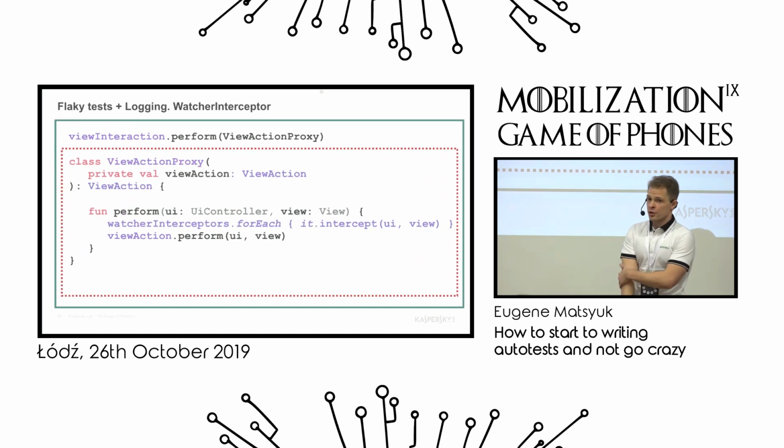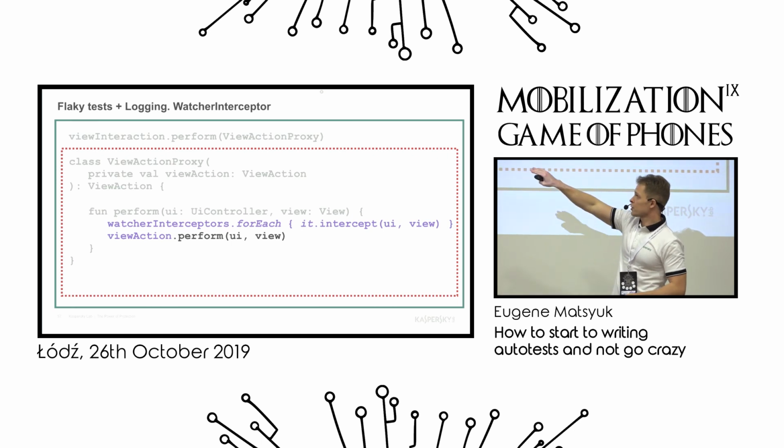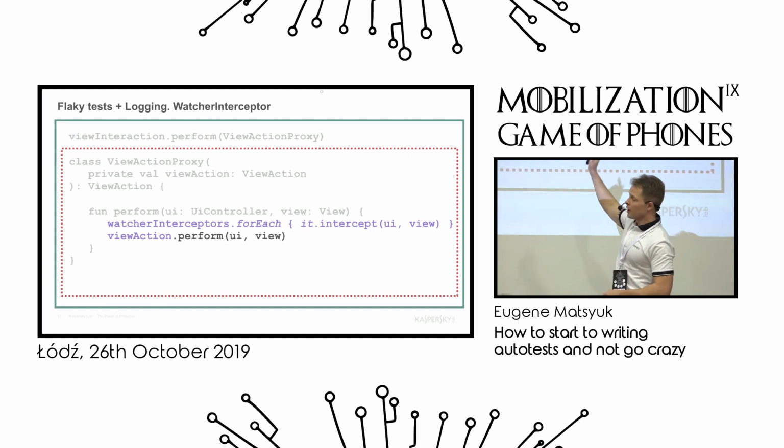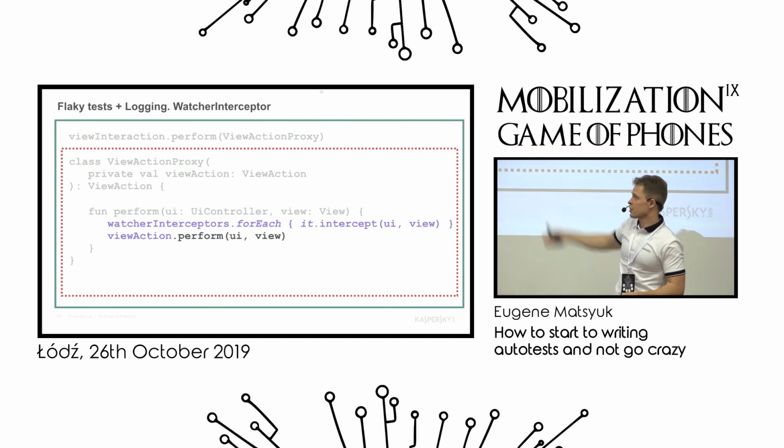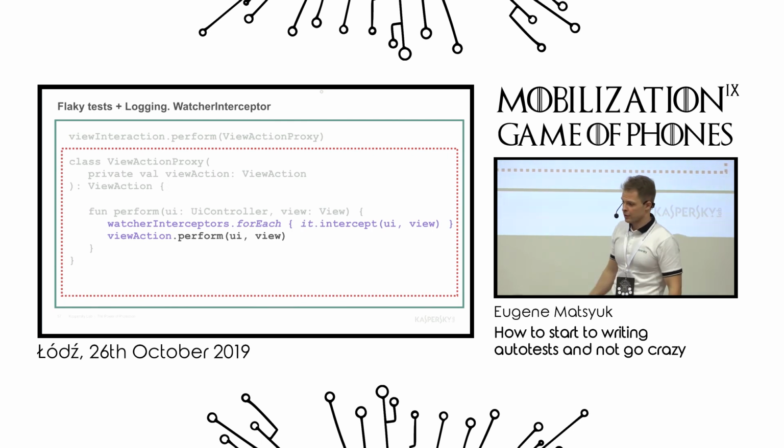The implementation is here, and I want to highlight the main point: on the first line you see that we call all watcher interceptors and send them all needed information. And on the second line we just call our initial view action perform method. And that's all.